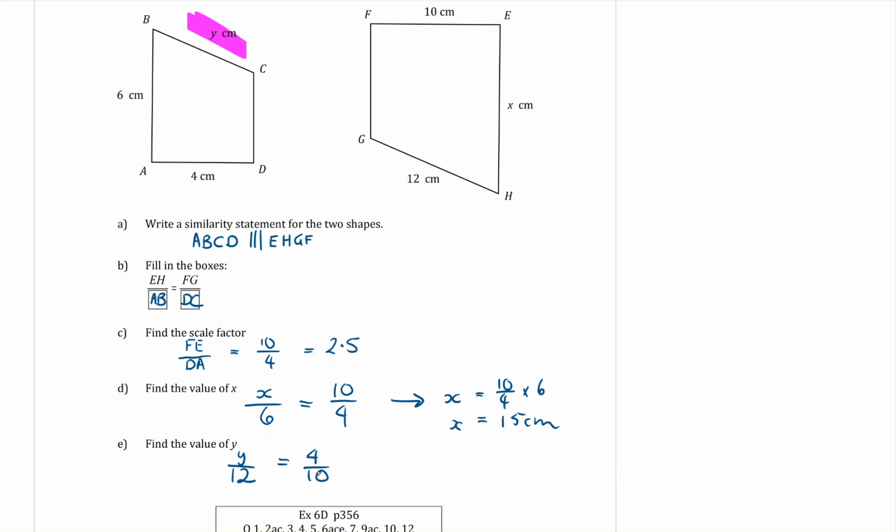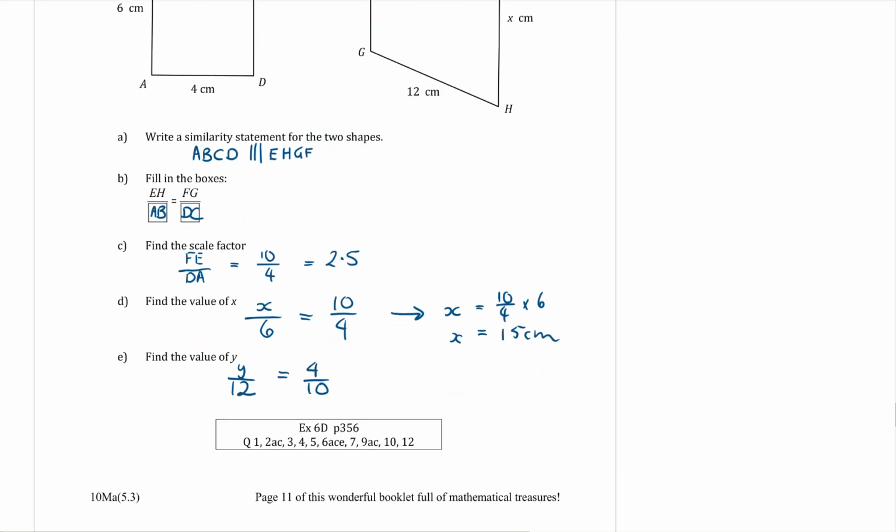Why? Because I was trying to find one in the big shape before, so I had to go big over small, and now I'm reversing it because I'm trying to find one in here, so it's small over big, small over big. Okay, so let's solve that. Times the 12 across, so it'll be y equals 4 over 10 times by 12, and that equals about 4.8 centimeters. Okay.